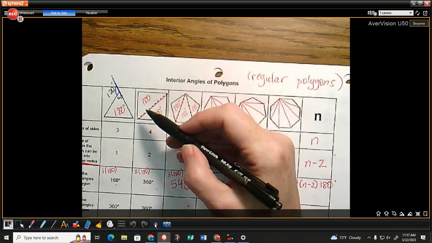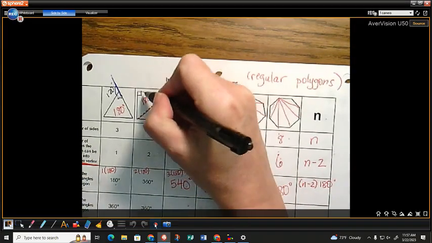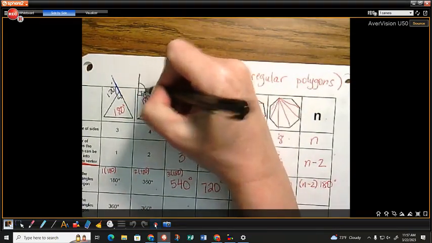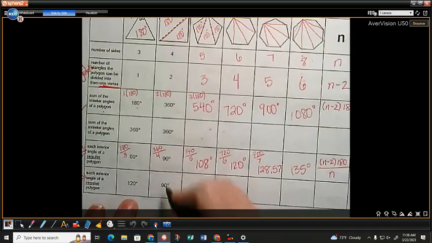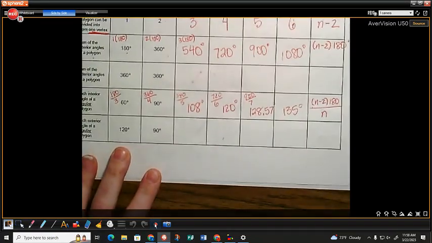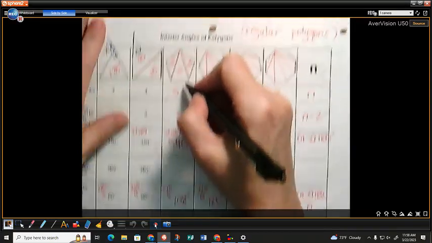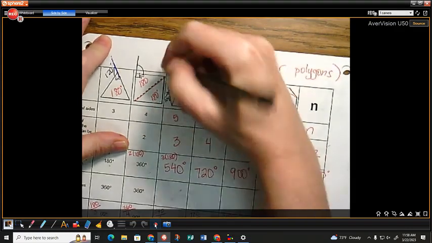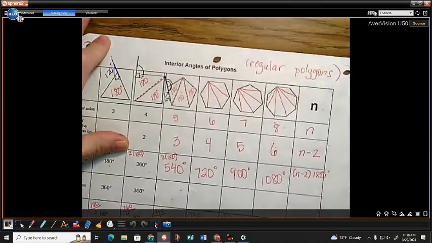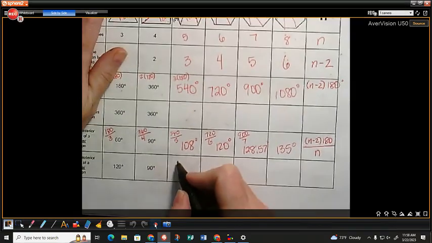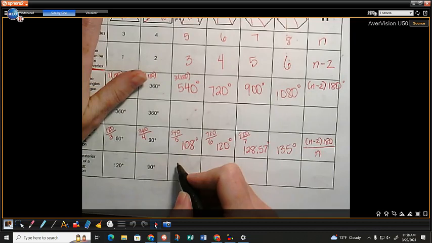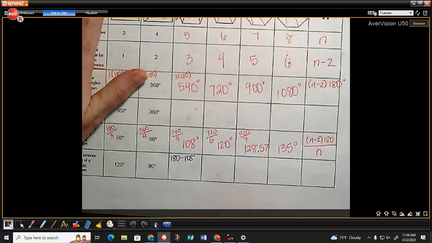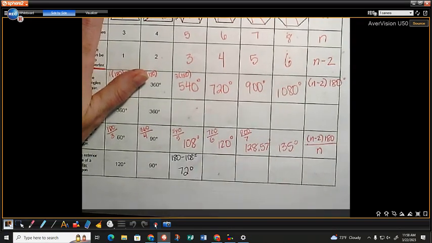For my regular quadrilateral, it had an interior angle of 90 degrees. So how big is its exterior angle right there? Also 90 degrees. Okay? Well, here, you said each one of these angles individually is 108. So how big is its supplement going to be? How do we find it? You subtract. You're going to do 180 minus 108 and get 72 degrees for your exterior angle.